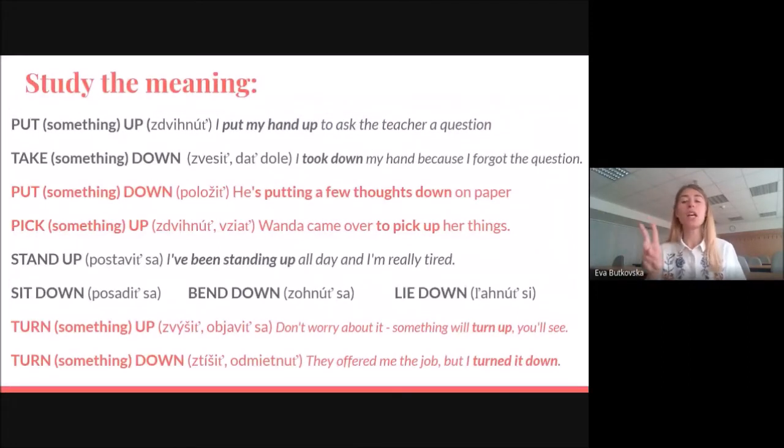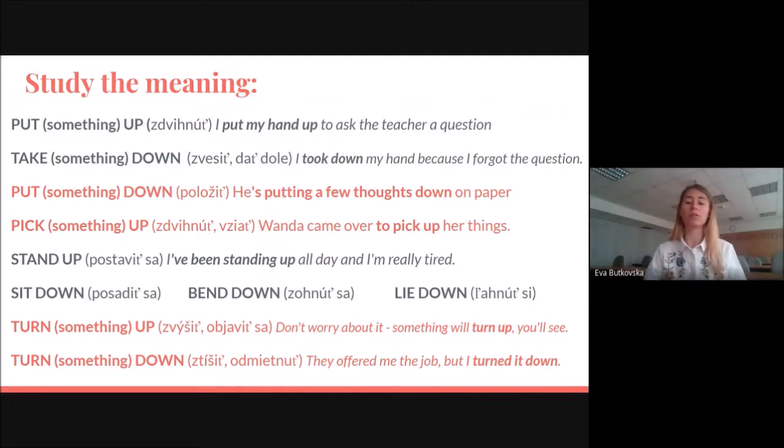So remember, put something up and take something down, usually from wall or from the air. So I put my hand up to ask the teacher a question. Or I took down my hand because I forgot the question. So there is the first couple. Put something up and take something down. Next couple of phrasal verbs with opposite meanings is put something down or pick something up.